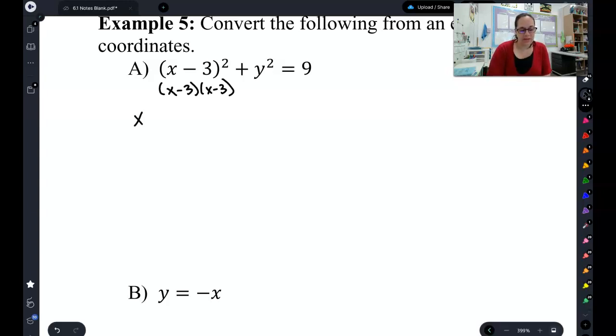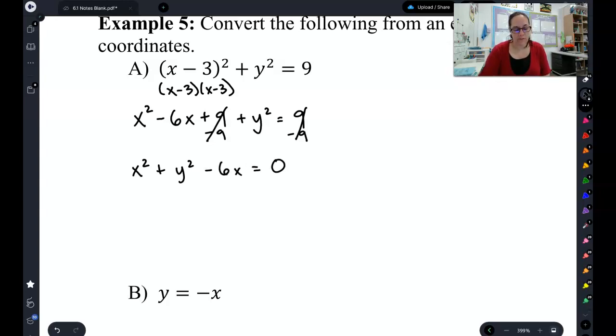So we get x times x is x squared. x times negative 3 is negative 3x. Negative 3 times x is another negative 3x, which gives me negative 6x. And negative 3 times negative 3 is a positive 9. Now the next thing I would notice is that if I bring the 9 over, they're both going to cancel out. So I have x squared, and I'm going to bring the y squared up, and you'll see why in just a second.